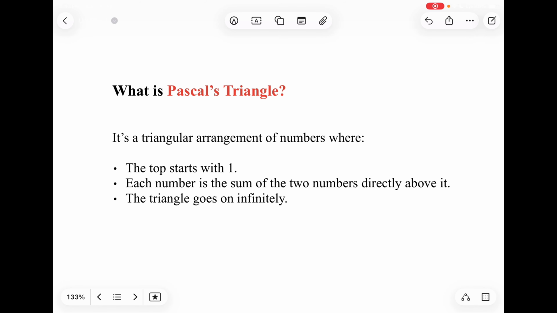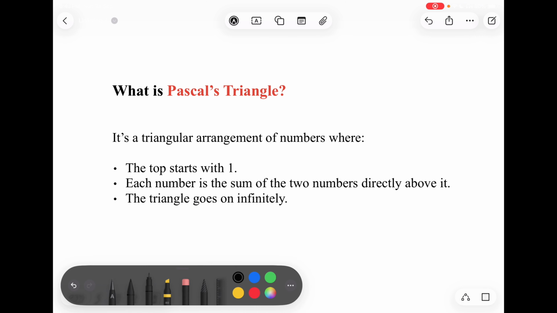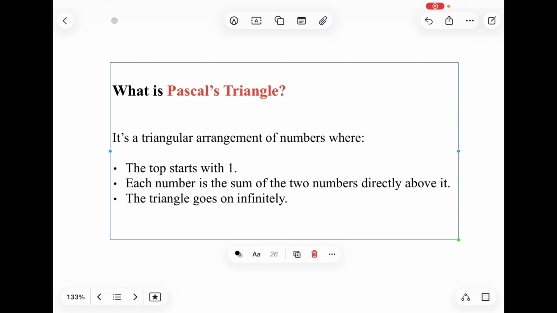What is a Pascal's triangle? It is a triangular arrangement of numbers where the top starts with 1 and each number is a sum of two numbers directly above it. And this triangle can go on to infinity.